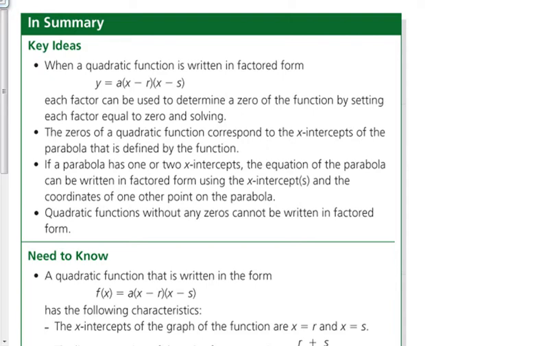In summary, when a quadratic function is written in factored form, y equals a times (x minus r) times (x minus s), each factor can be used to determine a zero of the function by setting each factor to 0 and solving. The zeros of a quadratic function correspond to the x-intercepts of the parabola that is defined by the function. If a parabola has one or two x-intercepts, the equation of the parabola can be written in factored form using the x-intercepts and the coordinates of one other point on the parabola. The easiest other point is usually the y-intercept. Quadratic functions without any zeros cannot be written in factored form.